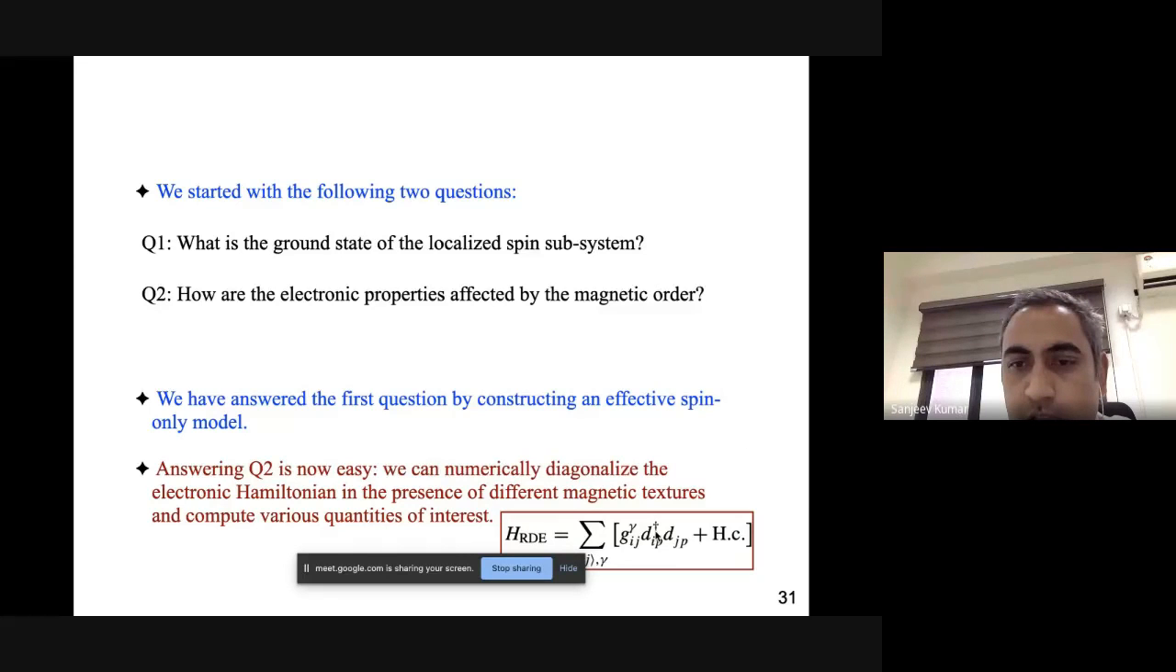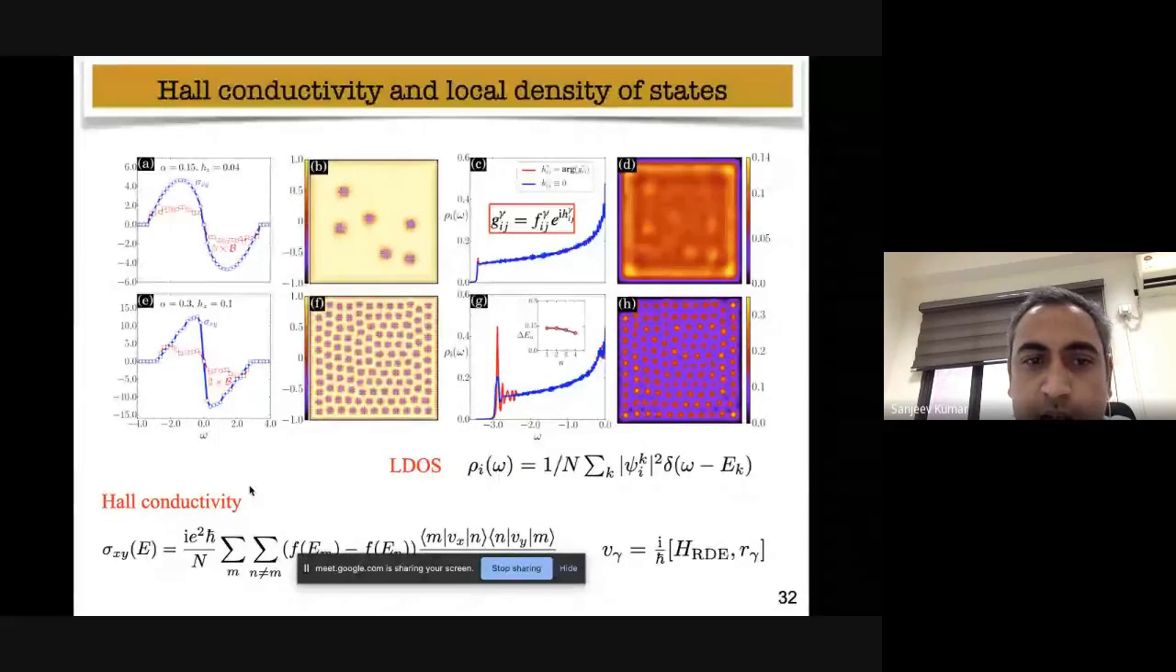the key to that, in the sense that you just set up this Hamiltonian for a given magnetic configuration, diagonalize it numerically, and then calculate whatever you want to calculate. Here we have calculated the Hall conductivity. And we have calculated something called the Bott index, which I will not have time to go into detail about, for the topological characterization, and the local density of states.